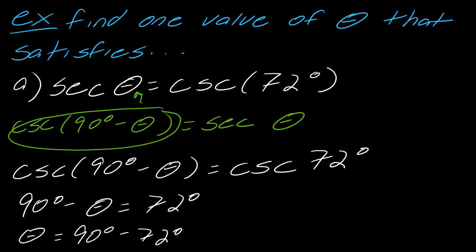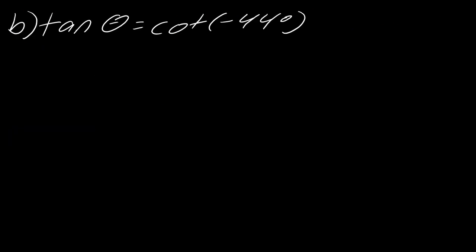And then it's just algebra, right? So theta is equal to 90 degrees minus 72 degrees. So that just equals 18 degrees. So that's all you have to do there. So I would recommend that you try that with this one. Same idea, still working with the cofunction identities. I strongly recommend that you pause the video, give this one a try, and then hit play when you're ready or when you're stuck.